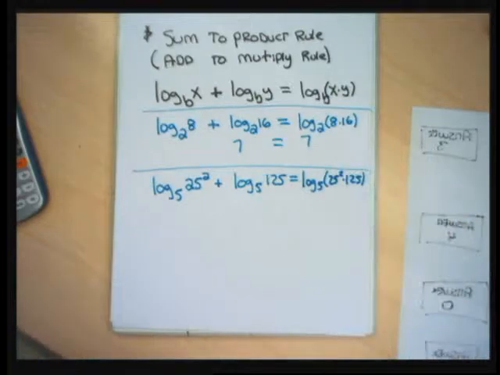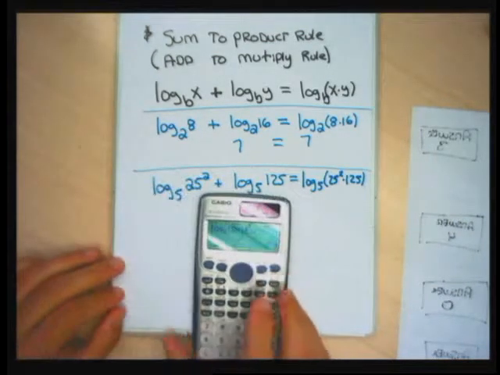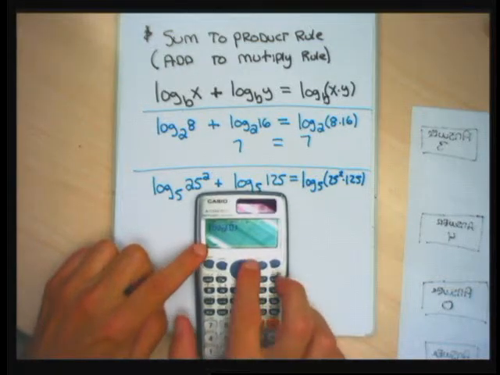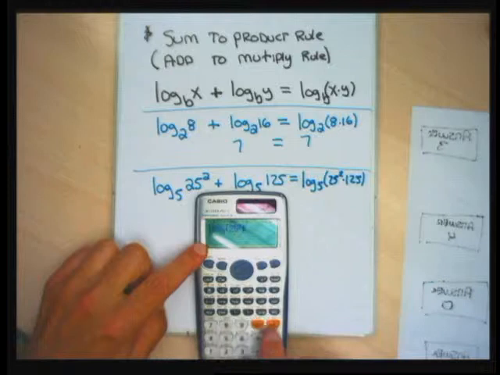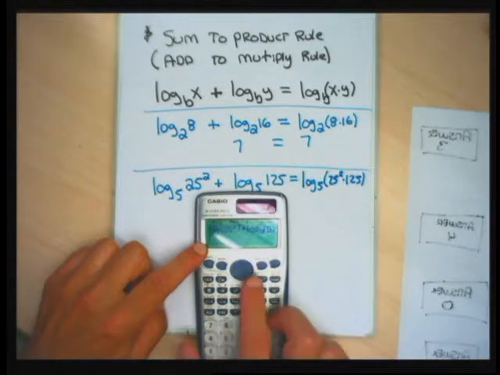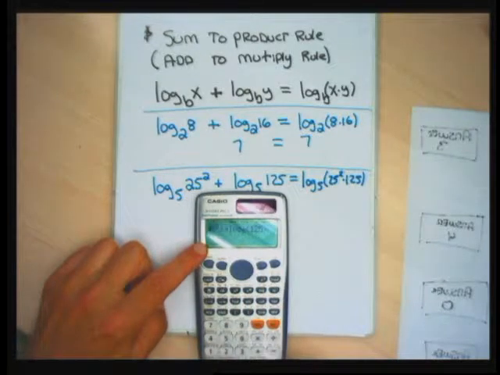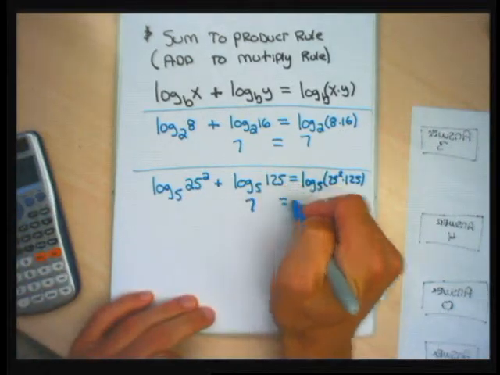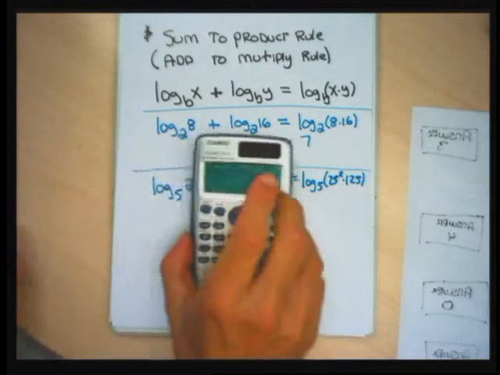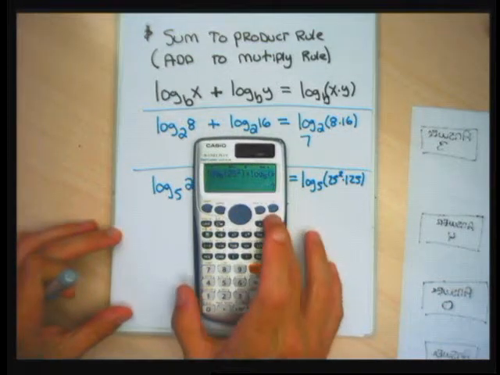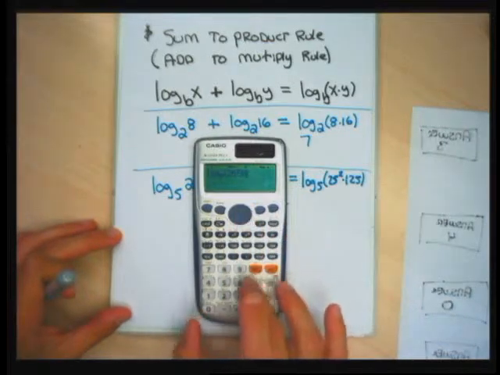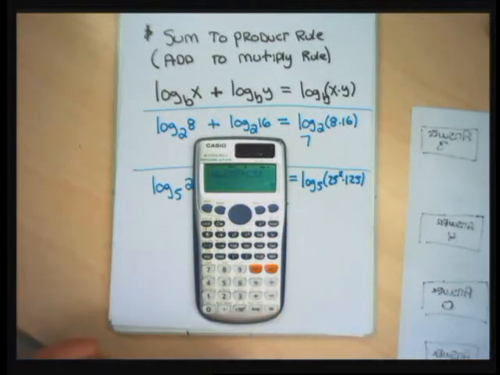And then let me show you again that this is a true statement. So I'm going to do the left side, which is the log base 5 of 25 squared plus the log base 5 of 125. And the left side simplifies to 7 again. These all aren't going to equal 7. And then the right side, for this rule to be applied right, must also equal 7. So the right side is log base 5 of 25 squared times 125. And that also equals 7.